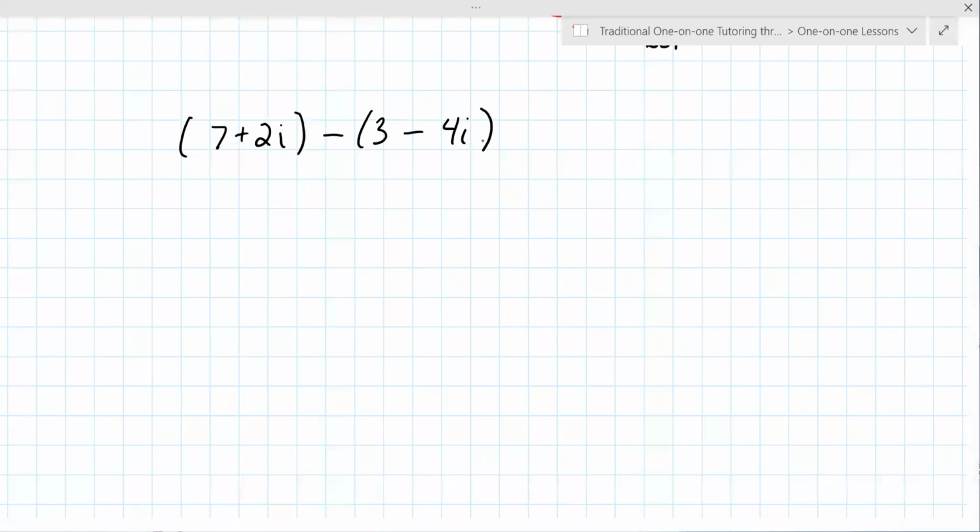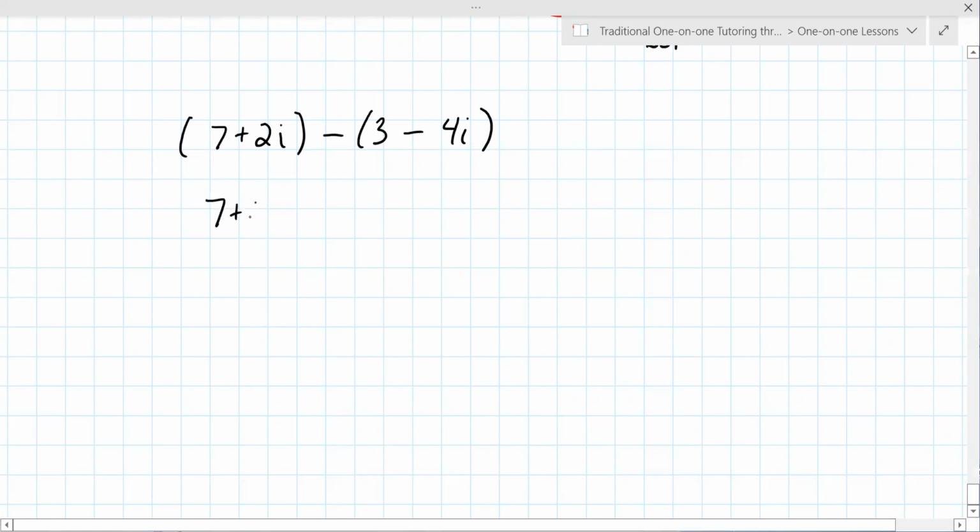So it's parentheses 7 plus 2i, and then minus parentheses 3 minus 4i. I just need to refresh my memory because I'm forgetting how to do things. So the most important thing here is that you distribute the negative first. So it's -3 plus 4i. This is your SAT style question where you have to remember to do it to both.